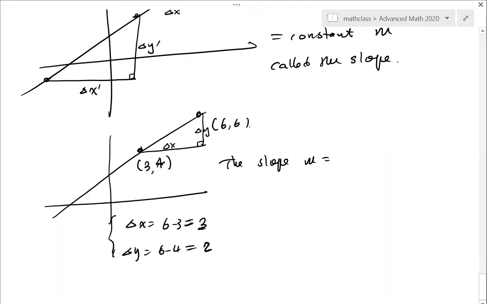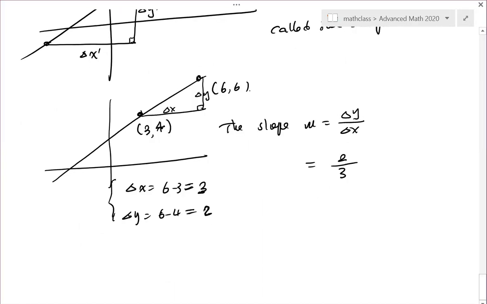So therefore, the difference is going to be delta y over delta x. So it's 2 over 3. That's the slope. It doesn't matter where you choose 2 points. You have another point maybe, and you should get the same slope. Then just look at this example.